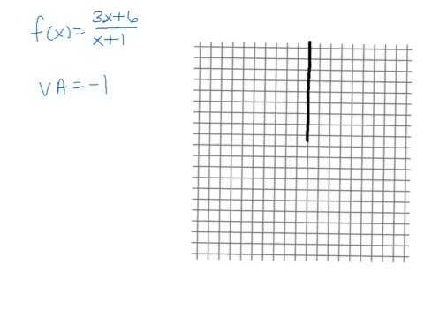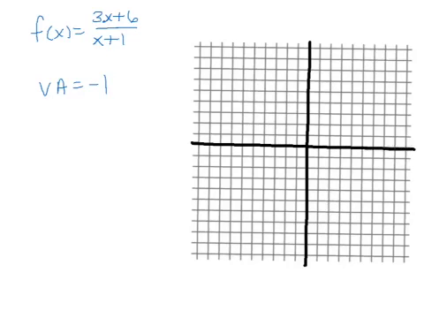So what that means for us is this. Let's use the one we just did. If we had f of x is equal to 3x plus 6 over x plus 1, our vertical asymptote is -1. So at -1, let me draw the axes first, sorry. This is our y, and this is our x.